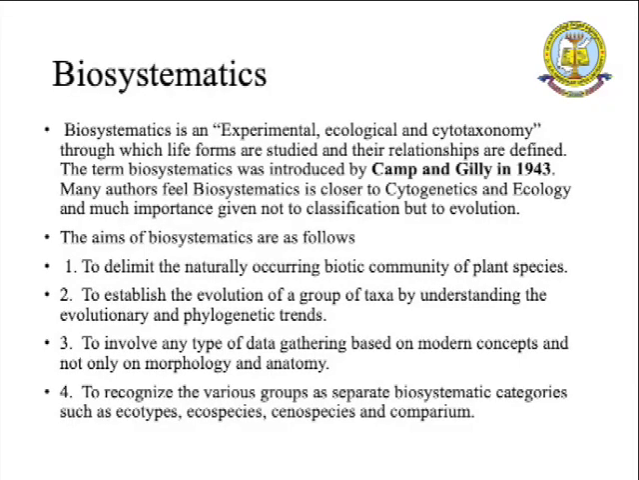The plants evolved from single cell to multicellular organism, and from multicellular organism to single cellular organism, vice versa. They can develop vice versa. Okay, these are the different types of phylogenetic trends. Next one, to involve the types of data gathering based on modern concepts and not only on morphology and anatomy. Biosystematics cannot be limited to developing anatomical characters, nor only morphological characters.